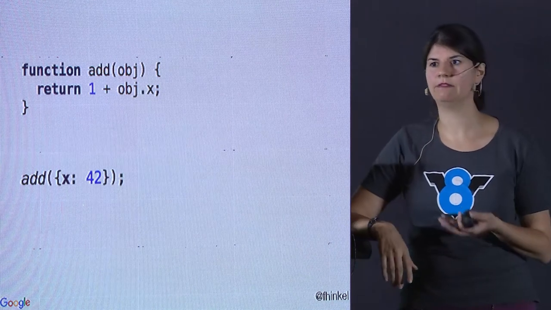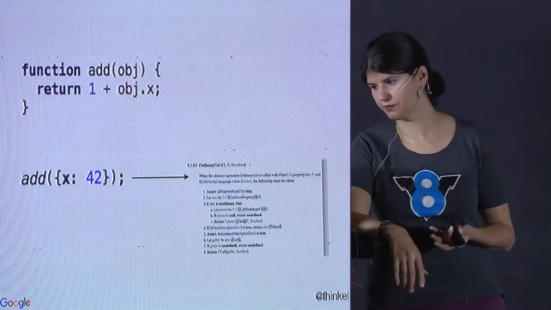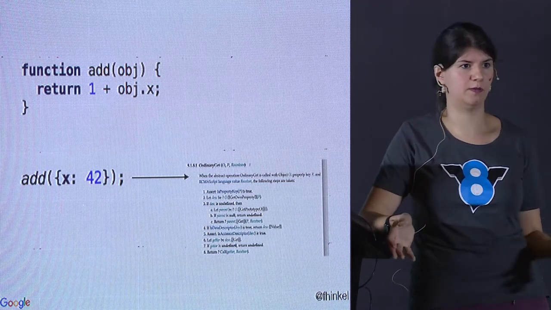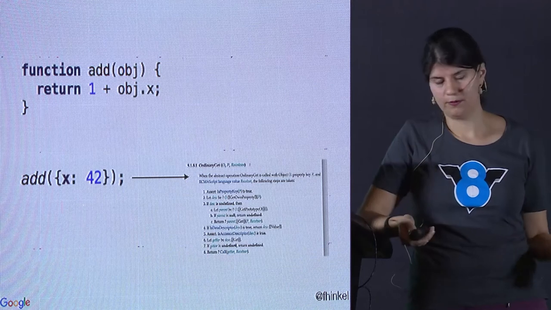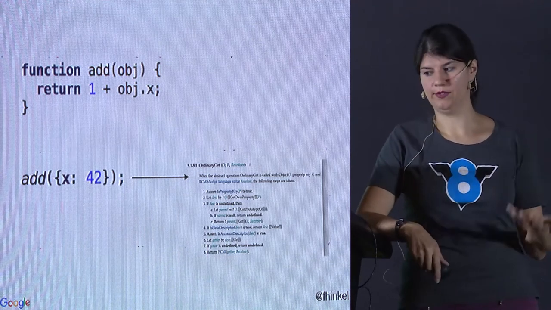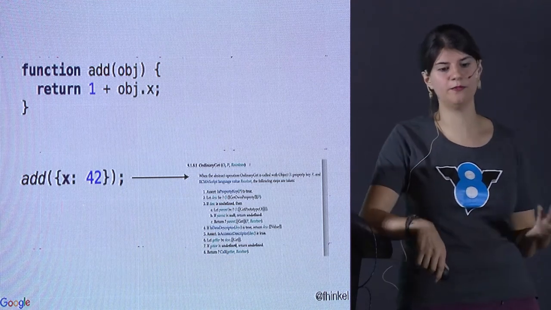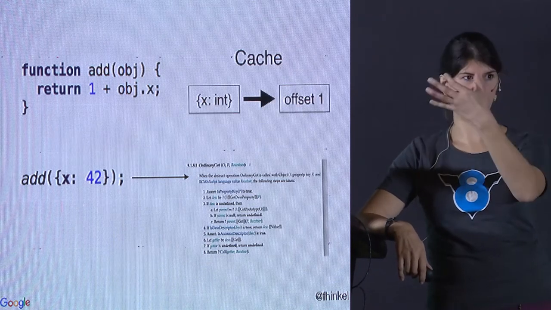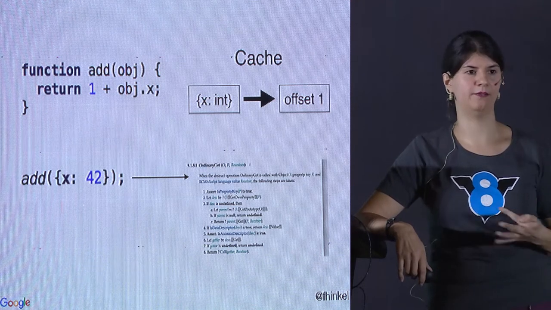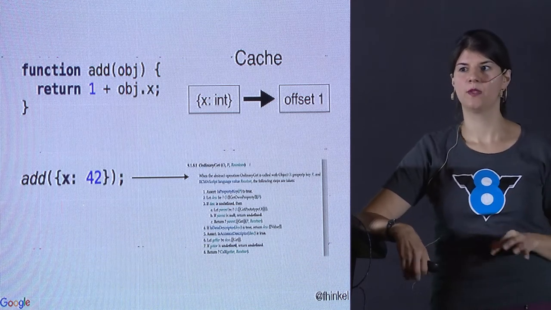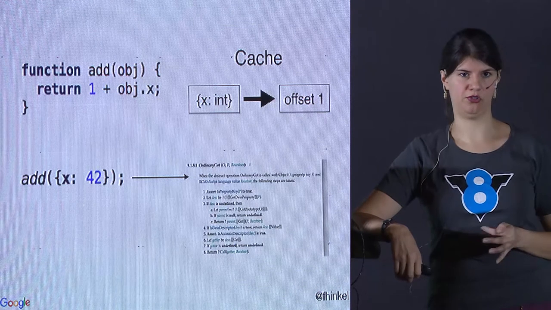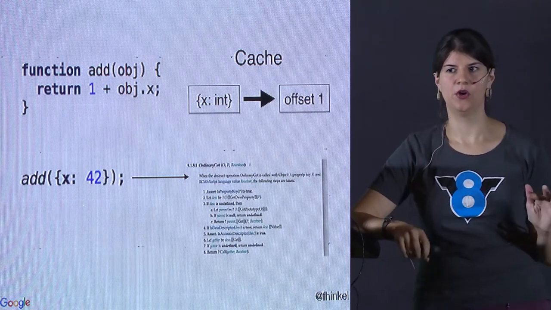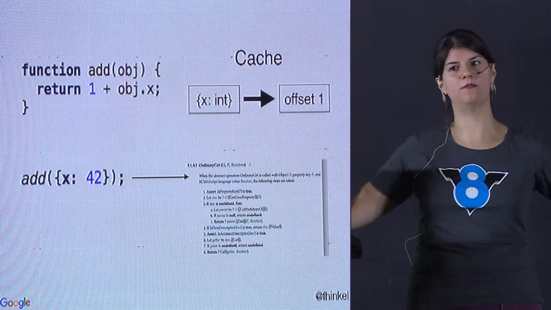So we're calling our fancy add function again. And the very first time that we call it, we have to follow the steps from the JavaScript specification. Otherwise, it wouldn't be spec compliant, so quite a lot of work. So now that we figured out where to get this 42 value when we call the add function with this particular object, we actually cache this information. So we have a cache, and what we put in the cache is for this shape of object.